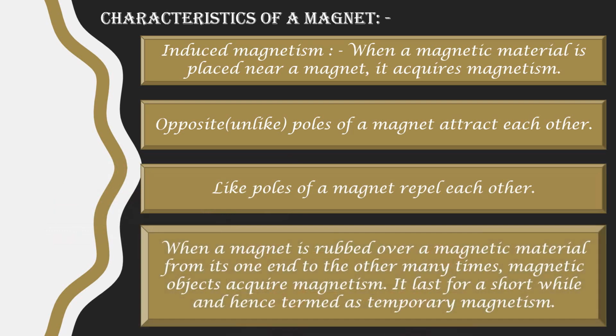And when a magnet is rubbed over a magnetic material from one end to the other many times, magnetic objects acquire magnetism and it lasts for a short while, and hence is termed temporary magnetism.